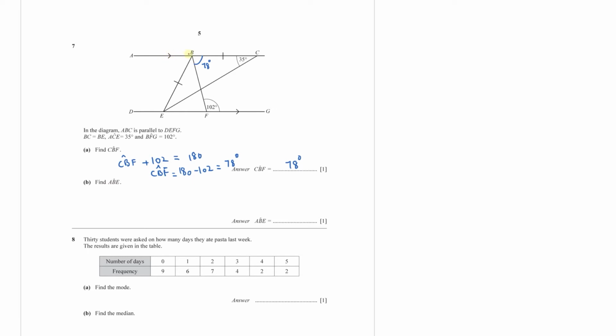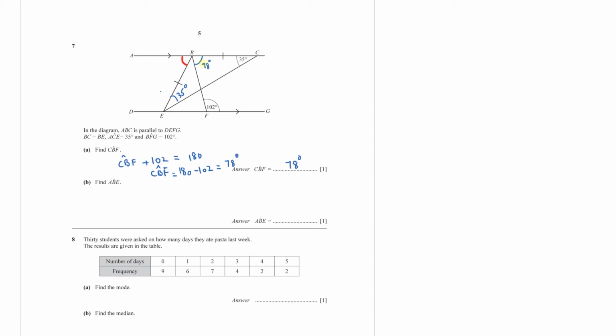So ABE is this angle here. So let's see what other angles I can find. Since this is 35, I can easily say these sides are equal, so this is 35 degrees as well. And if I look at this triangle EBC, I know two of the angles.